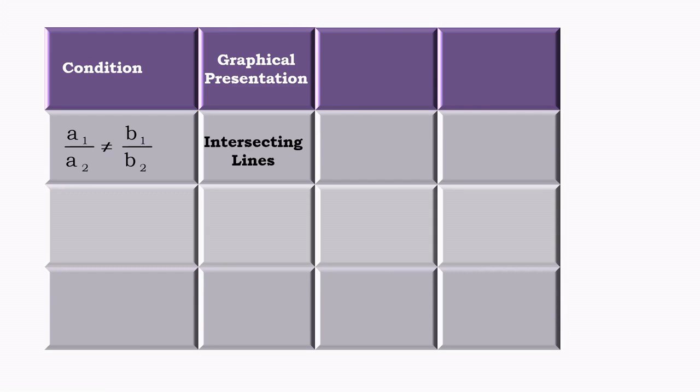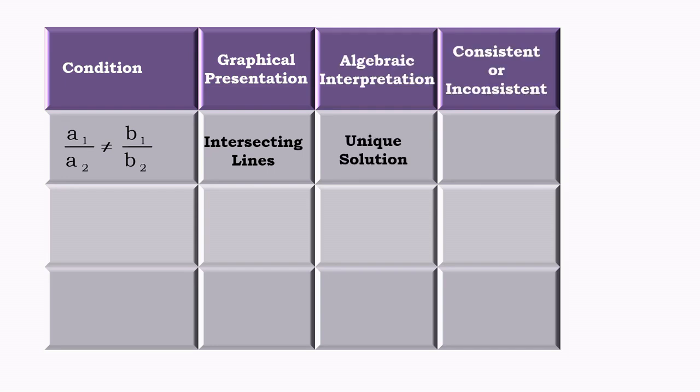Let us now summarize everything we have learned using this table. This table helps us connect the algebraic conditions with their graphical meaning and the type of solution. First case. When a1/a2 is not equal to b1/b2. Graphically, the lines are intersecting. Algebraically, we get a unique solution. So, the system is consistent.